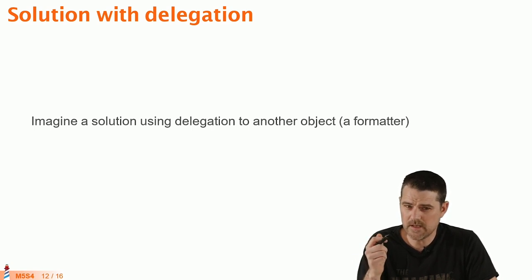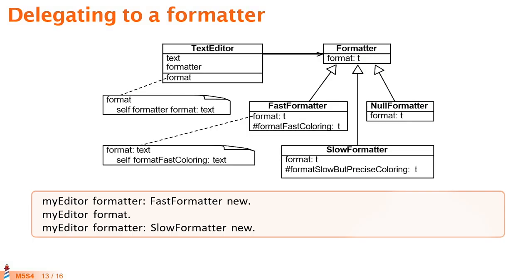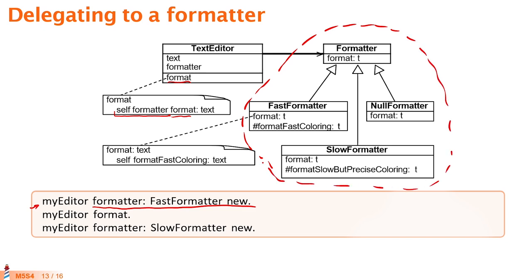So it means that inside your text editor, you will delegate the formatting algorithm to another object, the formatter. So here, the solution is based on delegation. It means that in the format method there, I will send the format message to a formatter object. And now I have a setter in my editor. You can see it there. And I can say, okay, the formatter will be a fast formatter. And here you have a hierarchy of formatters that can be as complex as I want.